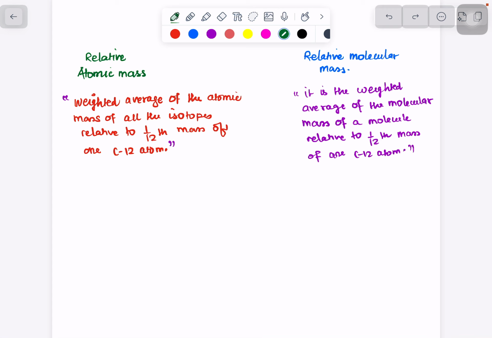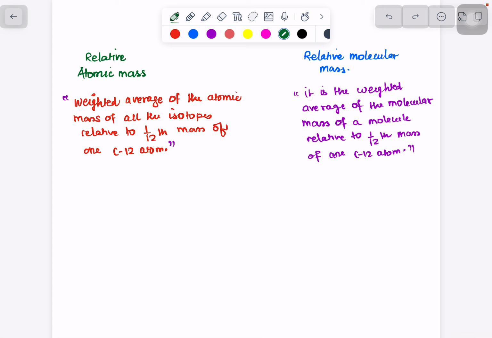Now, relative molecular mass has two definitions. One is the theoretical definition and the other one is the working definition. So let's start with the theoretical definition. The theoretical definition is: it is the weighted average of the molecular mass of a molecule relative to 1 by 12th mass of one carbon 12 atom. That's the definition of relative molecular mass.